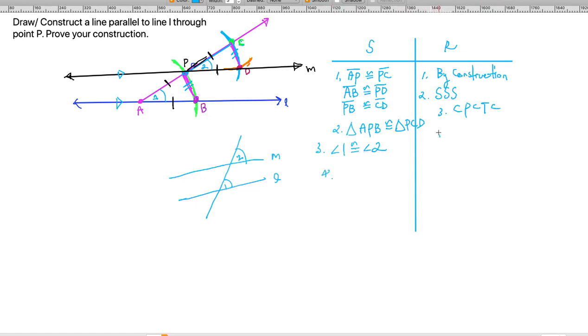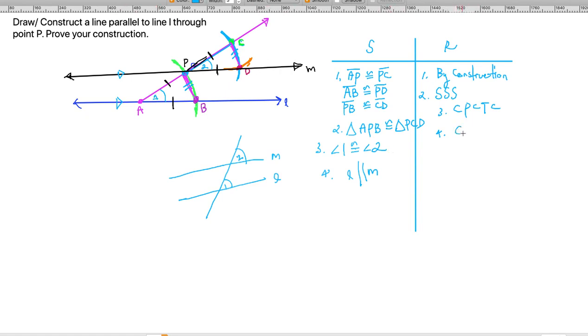4. My last step is to say that my constructed line M is parallel to L. So L is parallel to M. And the reason for that is that if you look at this picture, 1 and 2, the relationship between them in this transversal and these two lines, is that they're corresponding. And there's a postulate that says that if corresponding angles are congruent, then the lines are parallel. So these two angles are corresponding and congruent, therefore L is parallel to M.